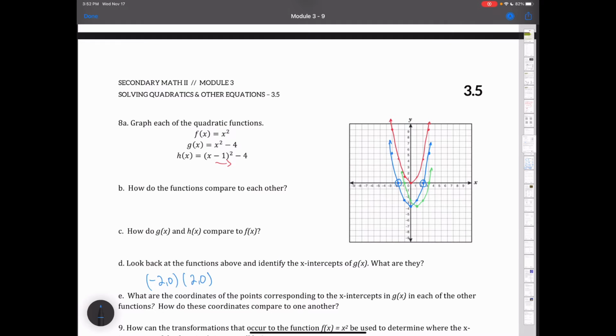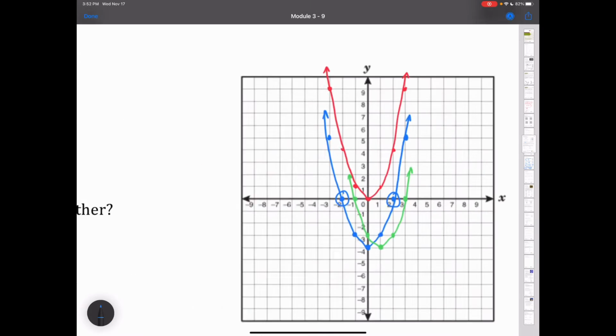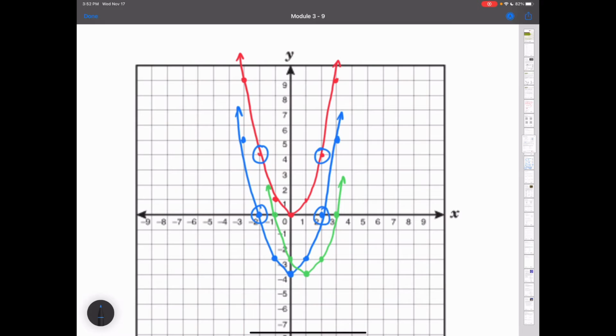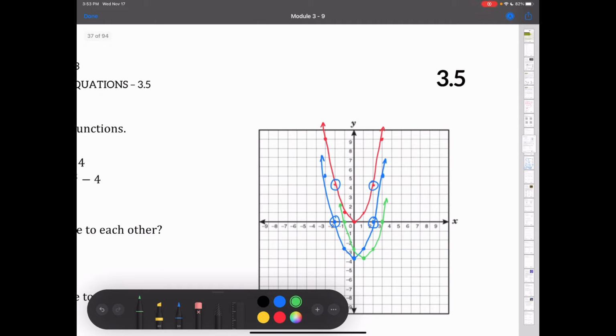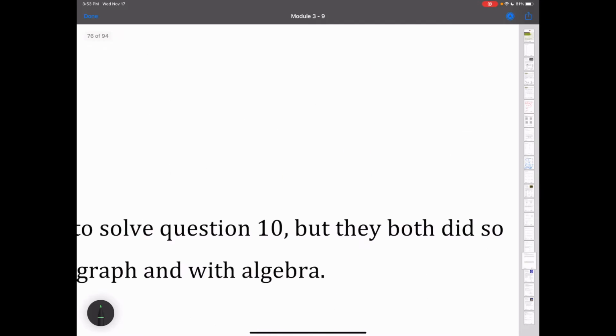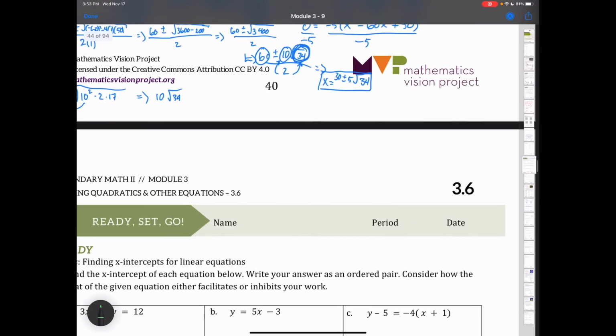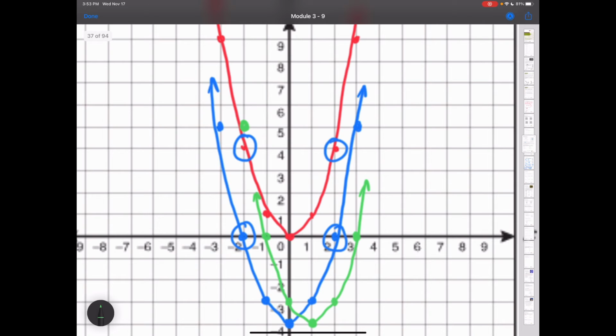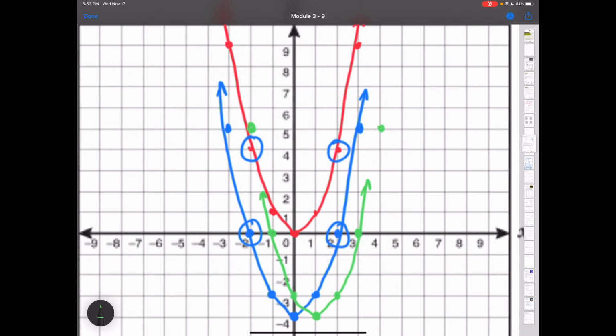Then it says, what are the coordinates of the points corresponding to the x-intercepts of g of x in each of the other functions, and how do these coordinates compare to each other? So we look just at -2 and 2, and up here in our original function, we've got those points that are just up 4, right? And then, let's see, if we were to continue this h of x function, that green function all the way up, it would have been over 3 and up 9. So that would have actually been right here. And over here it would have been right there. So that function is there.